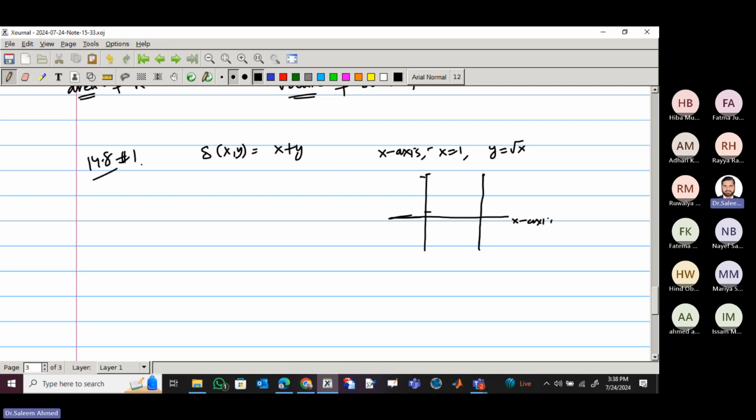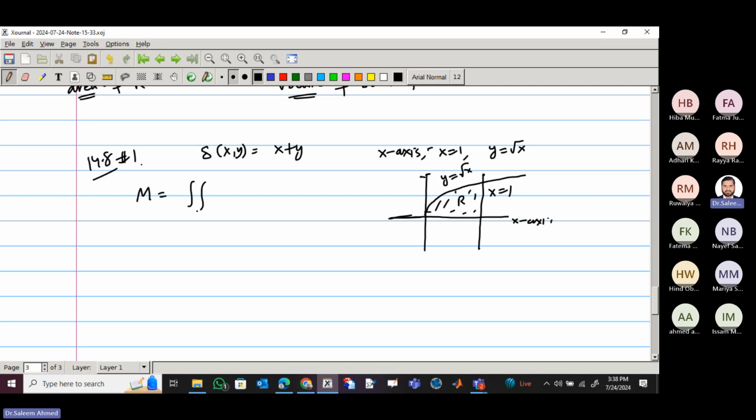This is x equal to 1, right? And then y is equal to square root of x is like this. This is your y equal to square root of x. So this is the region R which is occupied by the lamina. Okay, so I have to write the mass.